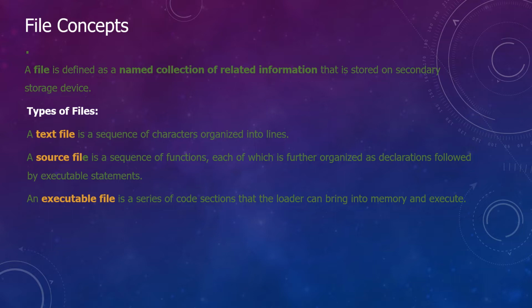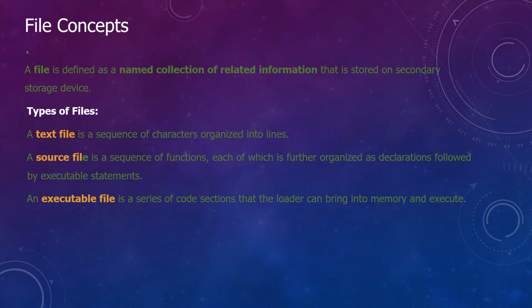The first type of file we are going to have is text file. What is a text file? A text file is a sequence of characters organized into lines. The next type of file is source file. A source file is a sequence of functions, each of which is further organized as declarations followed by executable statements. One such example for source file is your programming files.